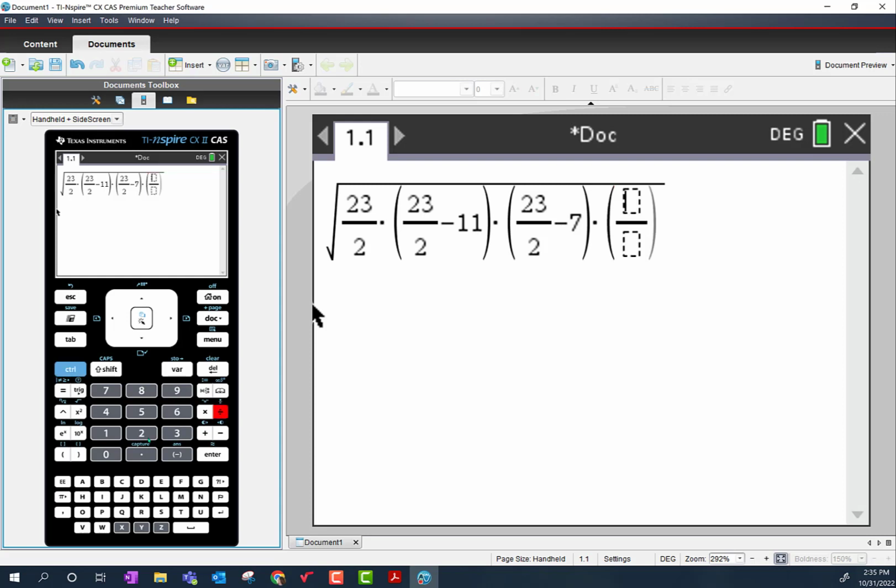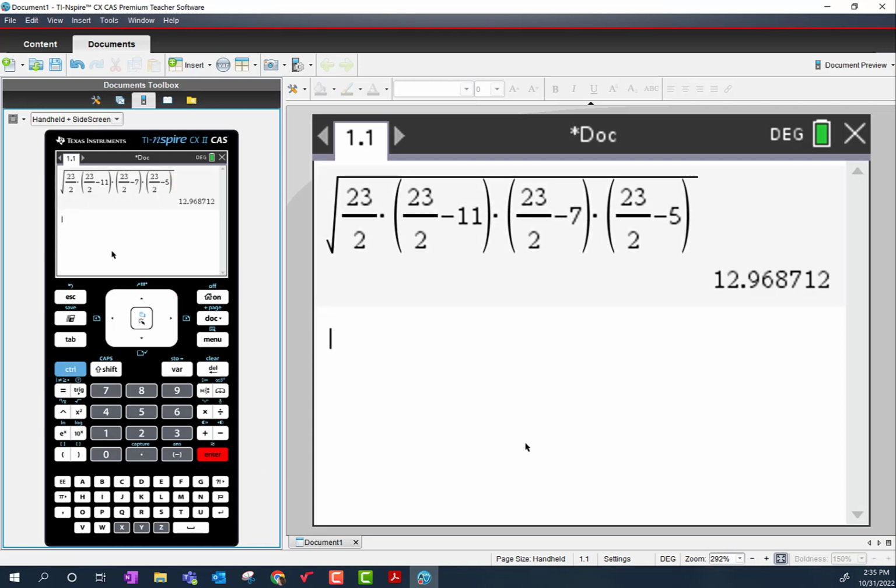Okay, my fraction bar, so I've got 23 halves. And now minus the last side, and they don't have to be in any specific order. Any order is fine. And now I'm going to do Control Enter, and that's going to give me my area. So 12.9687. So let's navigate back to our document.